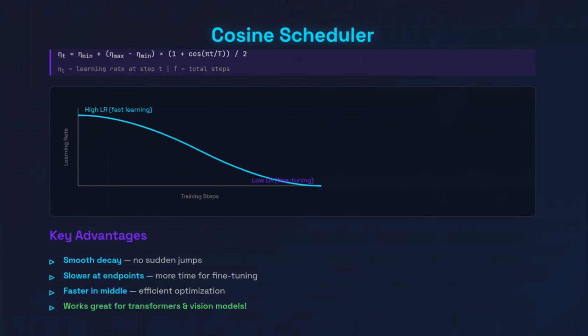Why is cosine so good? First, it's smooth, no sudden jumps that could destabilize training. Second, it has a nice property. The learning rate decreases slowly at first, then faster in the middle, then very slowly at the end. This gives your model time to fine-tune as it approaches convergence. Cosine scheduling works great for most deep learning tasks, especially vision transformers and language models.